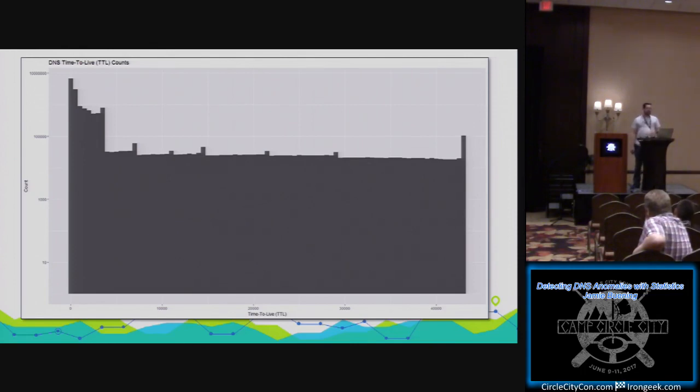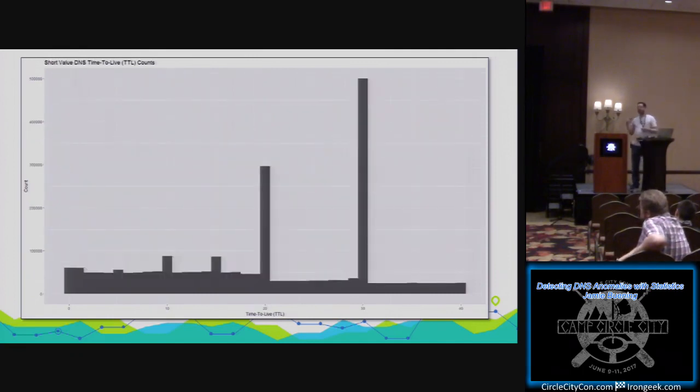In this case, the x-axis scales out to over 40,000 seconds, and we've got hundreds of thousands of counts between these here. And again, this is a little bit hard to see some differentiations between these. And since we're thinking about low time to live, we can subset this down and say, let's look at our time to lives that were returned back that were less than 40. And that's what this graph is here.